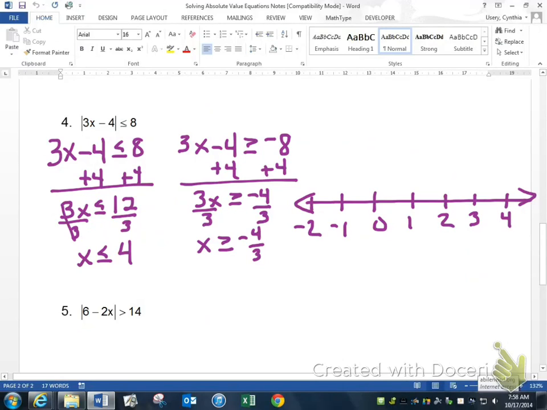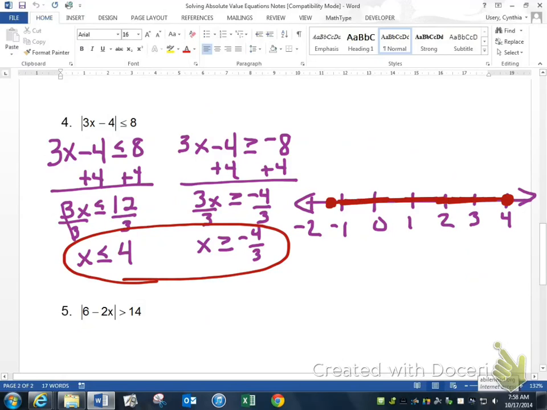And now I'm going to graph this. I know that x is less than or equal to 4, so that would be right there. I'm going to do a closed circle there. And x is greater than or equal to negative 4/3. That's negative 1 1/3. Less than or equal to 4 goes this direction. Greater than or equal to negative 4/3 goes this direction. They meet, and so therefore my answer is in between those two. So what I need to do with this answer right here is put it together into a compound inequality.